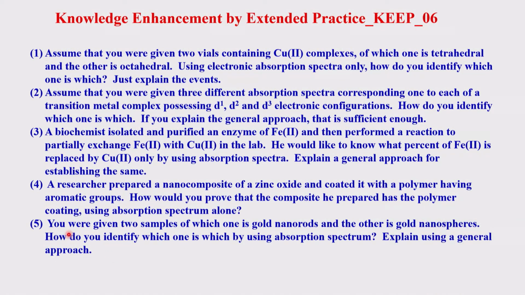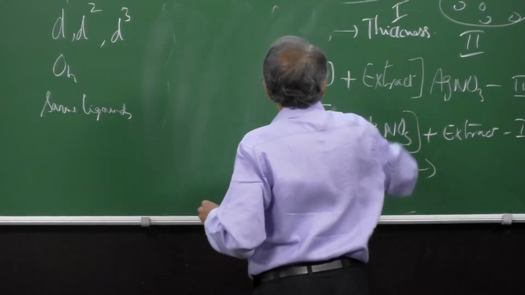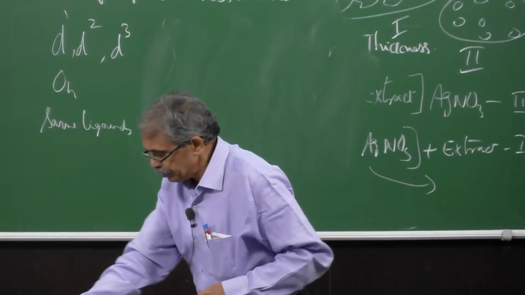Okay, another example: you are given two samples, of which one is gold nanorods and the other is gold nanospheres. So this one is nanorods, the other is nanospheres.